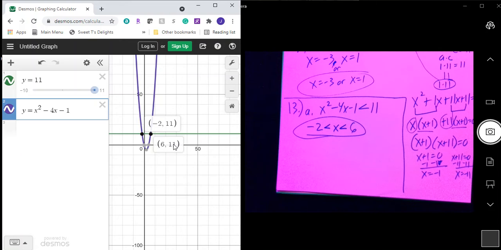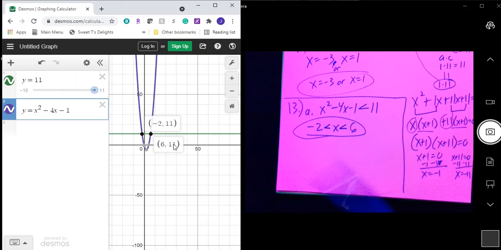All right, and of course you could test it. If we made x 0, because 0 is greater than -2, put in 0, this would be -1, which would be less than 11. So 0 works. Okay, let's try the number 5. 25 minus 20 is 5, minus 1 is 4, and then 4 is less than 11. Okay?